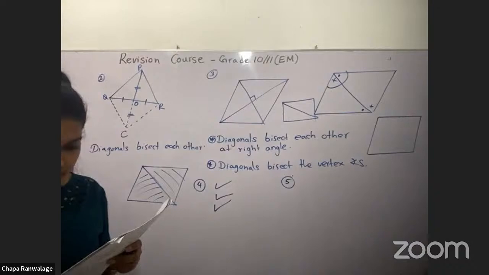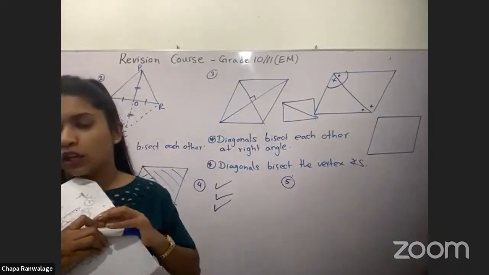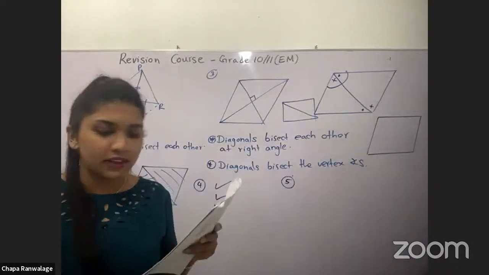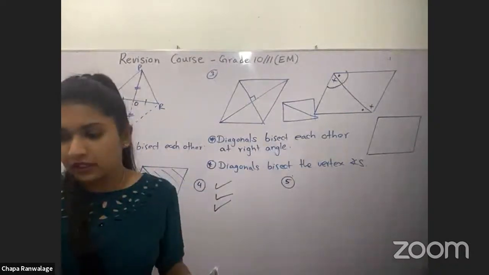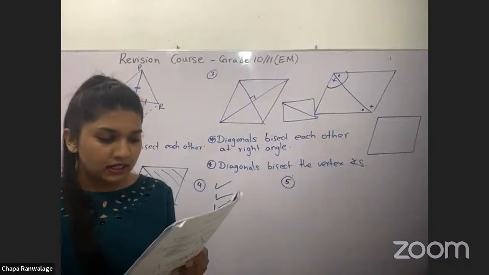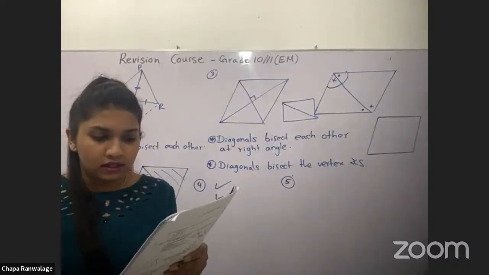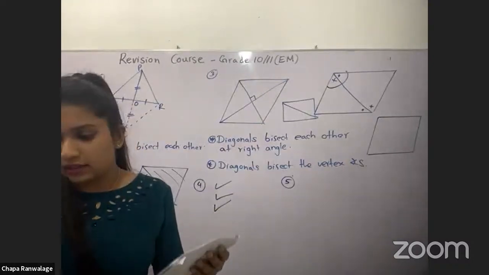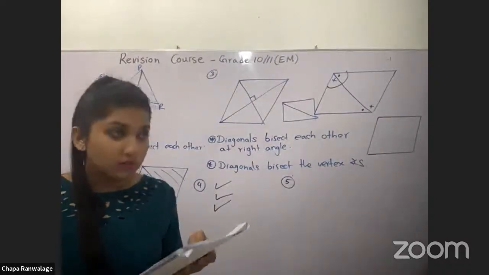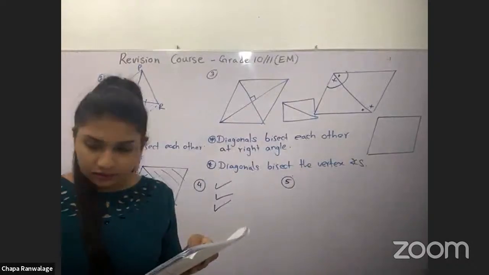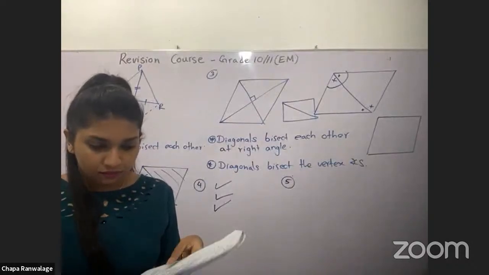So, what is the answer? The parallelogram is bisected. The area is bisected by each of its diagonals. So the answer is area. Now we have two proofs. Let's look at the first one.